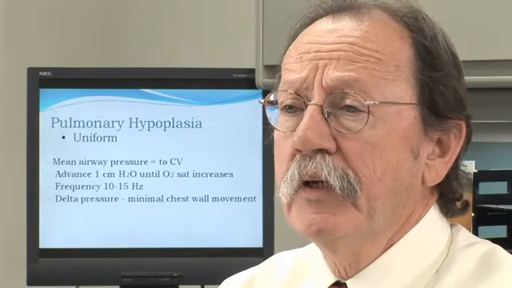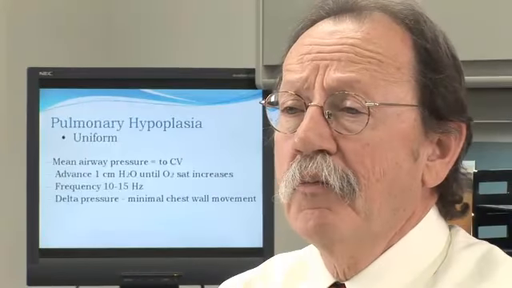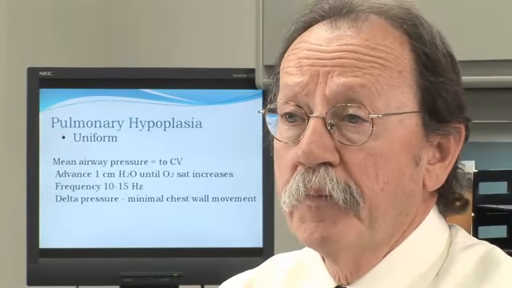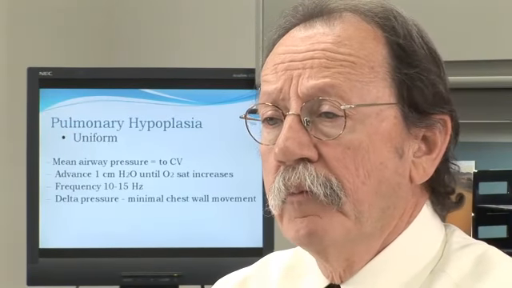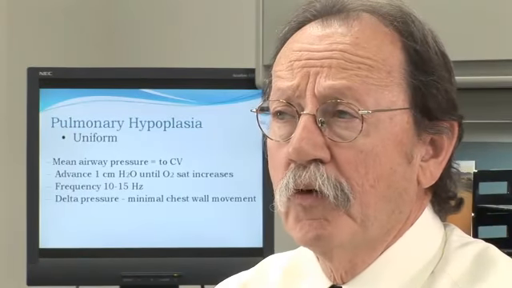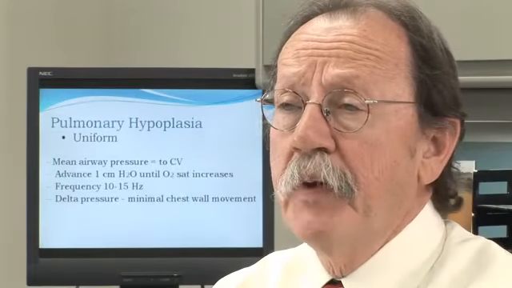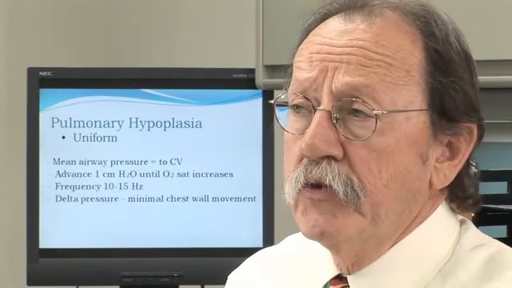Pulmonary hypoplasia comes in two forms. If you have uniform, meaning that both lungs are equally affected, and this is seen most commonly in prolonged rupture of membranes, but can also be seen with severe hydrops, you would start with a mean airway pressure equal to conventional. You'd advance 1 centimeter of water about every few minutes until the oxygen sat increases. Again, using higher frequencies to avoid big pressure swings or volume swings in the distal lung that might injure it.